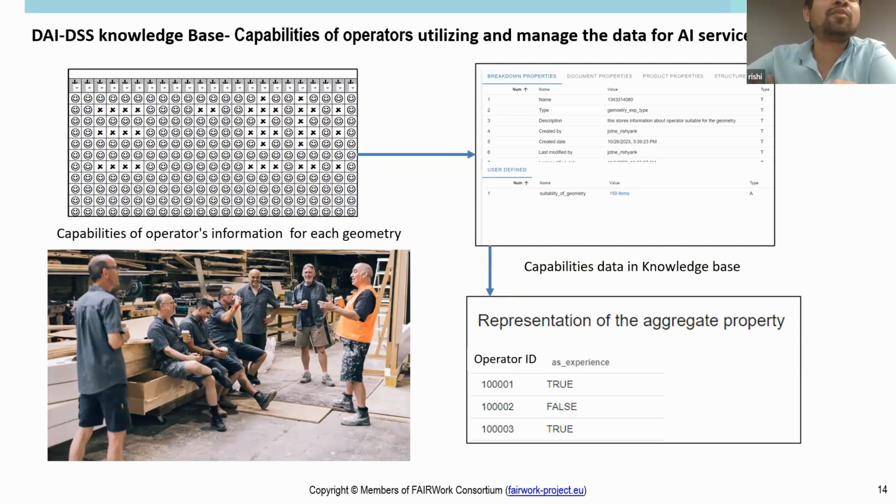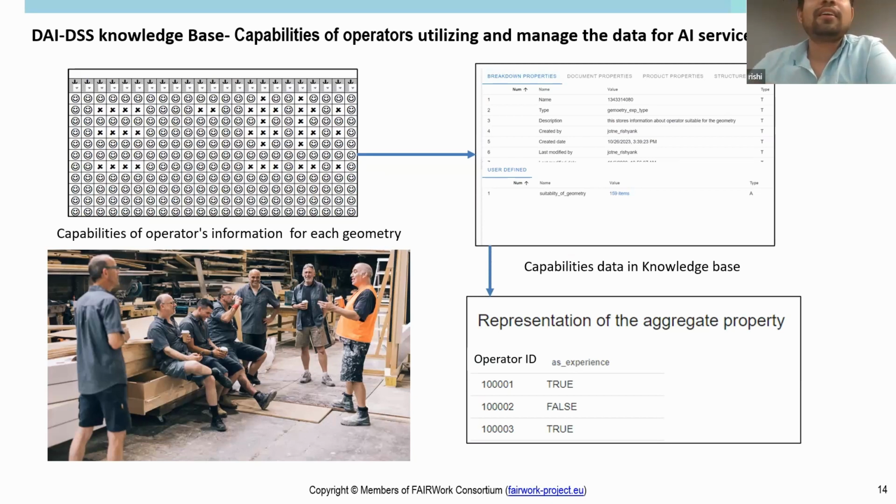Here, a smiley means the operator can work, and a cross mark means he cannot work. Having a digital twin representation of this data lets us transform it into a standard format, as you see on the bottom right-hand side: operator ID and experience as true or false, which is a simple representation of the data.